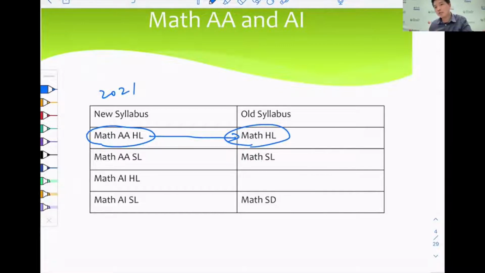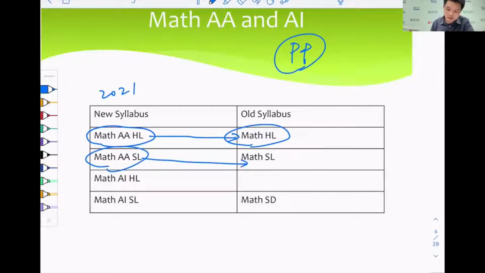That's very important for you to know, because if you are going to score a 7, you are going to do past papers. And how many years of past papers you do will actually distinguish a good or a not very good student. And AASL, you will see, is more likely to be the old Math SL.